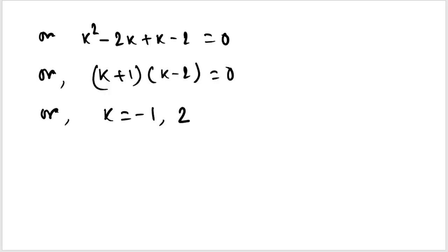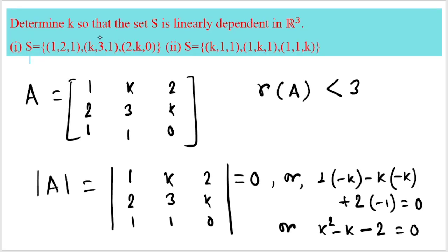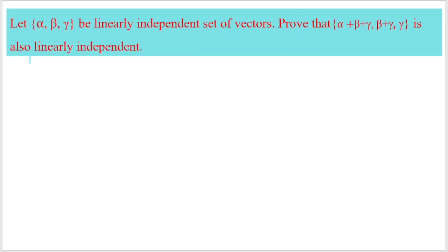So we can see that k is equal to 2 and minus 1, for which this set is linearly dependent. Now the second problem is the same, so I am giving this problem as homework. Now come to the next problem.